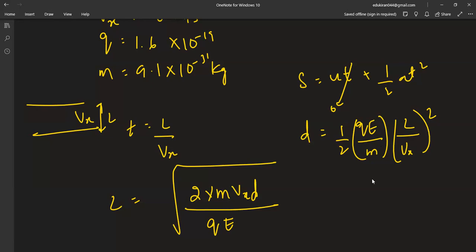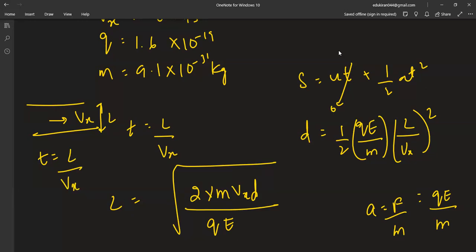So acceleration is force by mass. Force is charge into electric field, divided by mass. So acceleration we have put. If the separation wherever it strikes is L and velocity is already given as Vx, time is equal to distance upon speed, so we have squared it, T square.